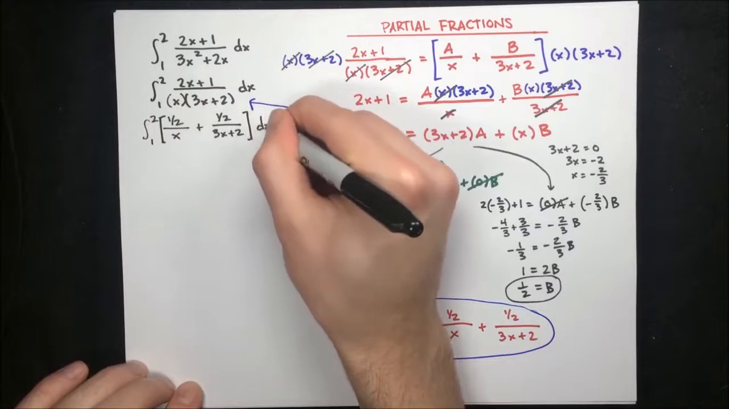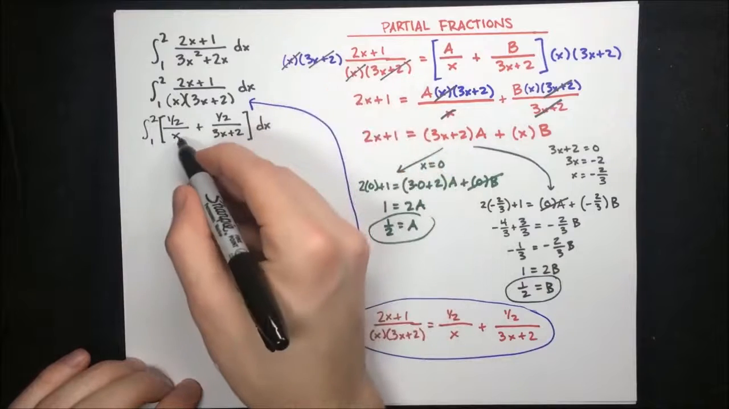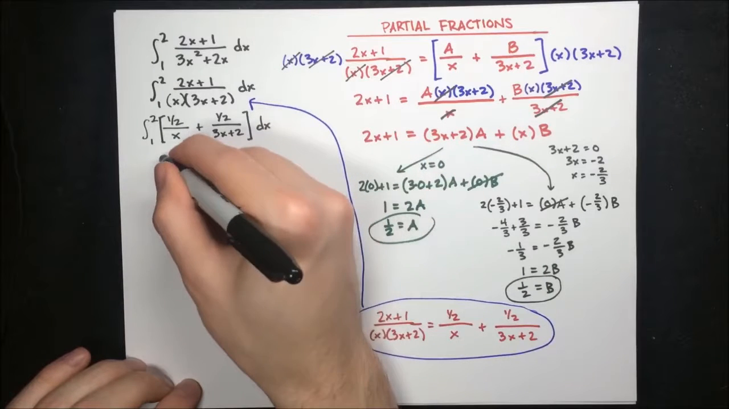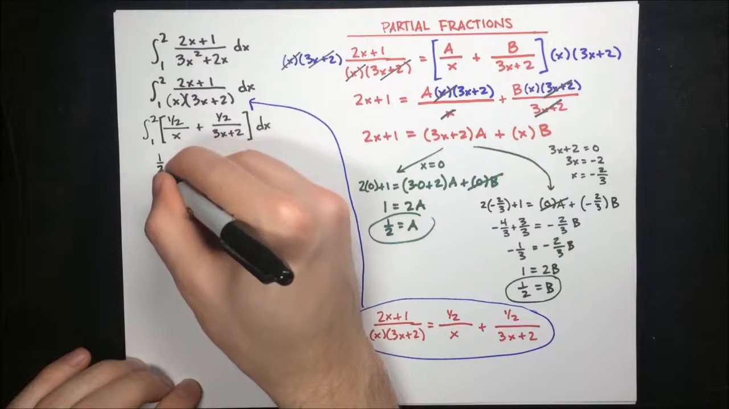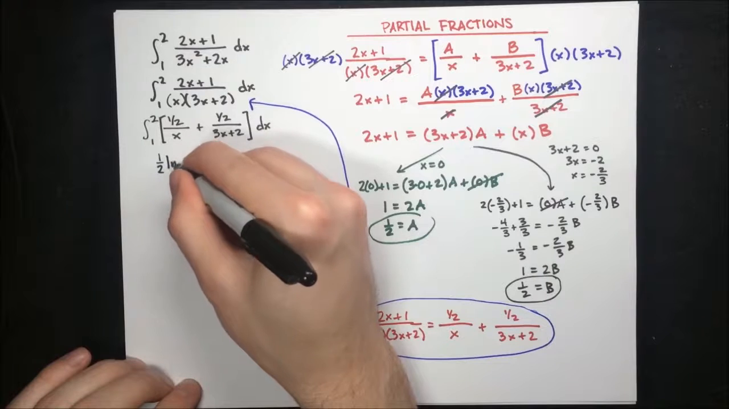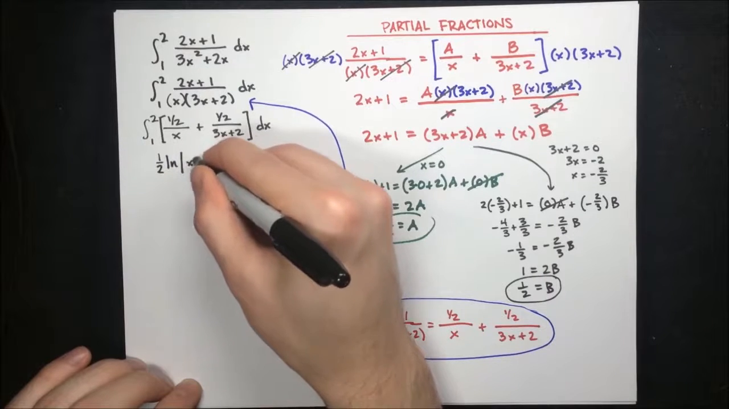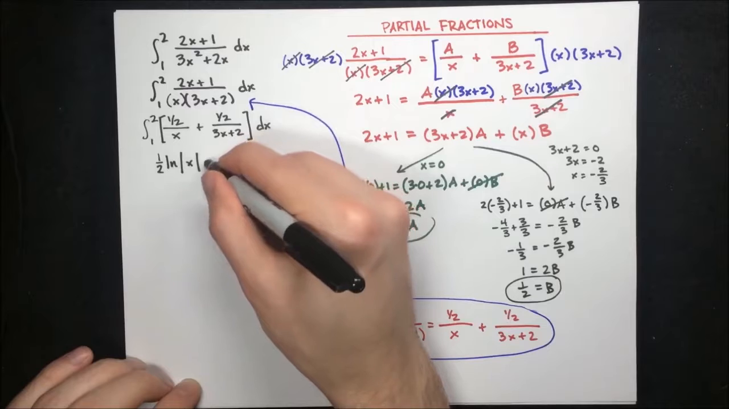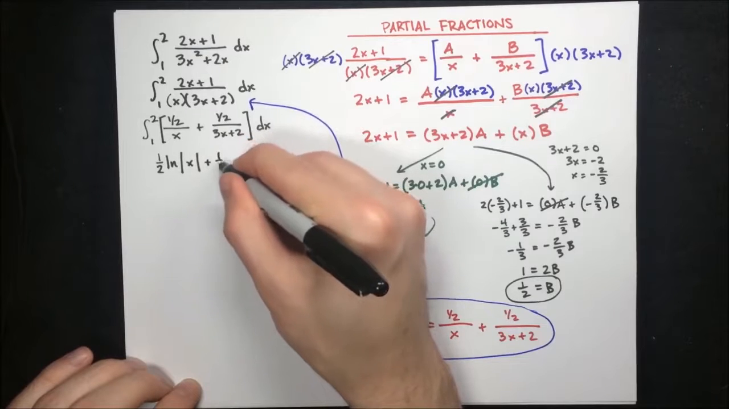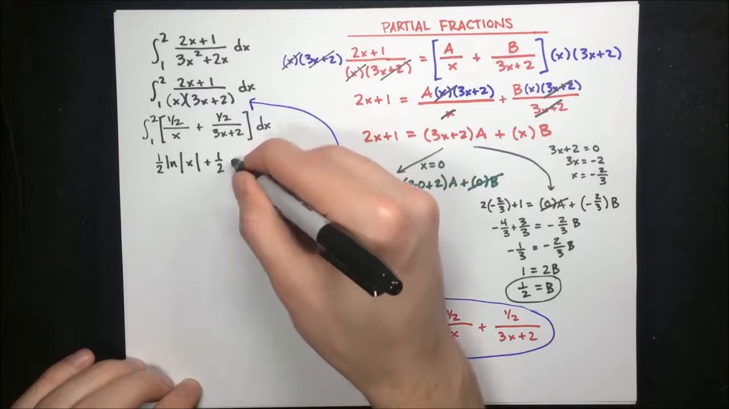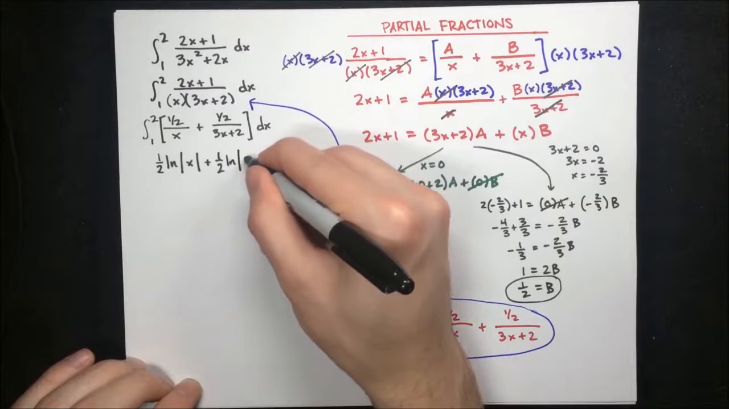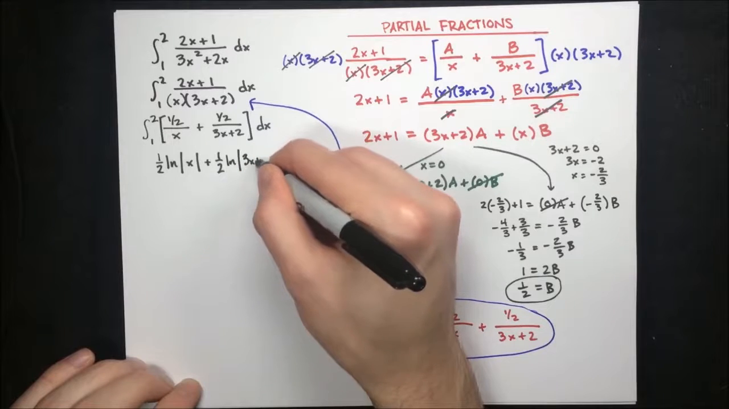integrating that with respect to x. The integral of 1/2 over x is, well, we just factor out that 1/2, and then that's the natural log of absolute value of x. And then the next integral, bring out that 1/2 again, and then naively we can write the natural log of absolute value of 3x plus 2.